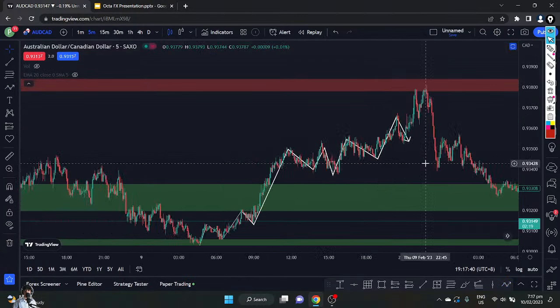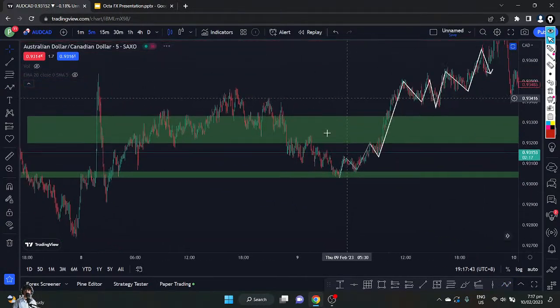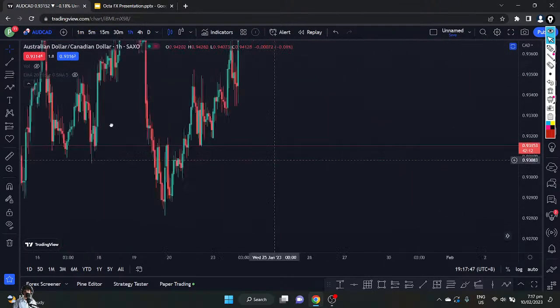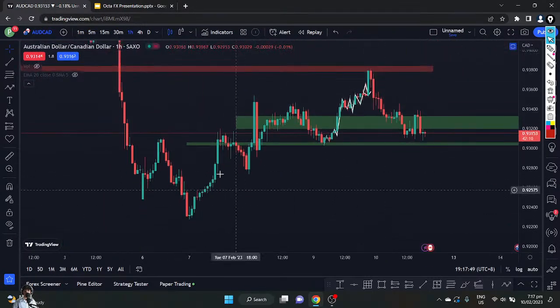So imagine if you took a buy trade. So let's say you saw this. Let's say you saw this 1, 2, 3 pattern before.